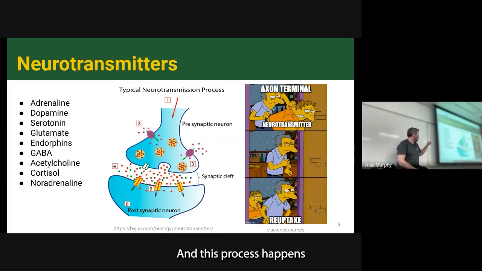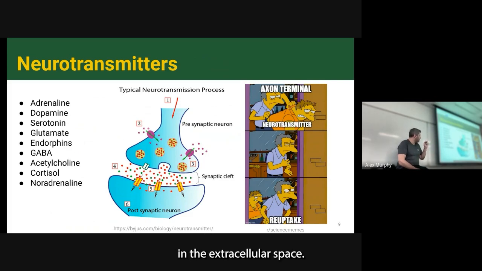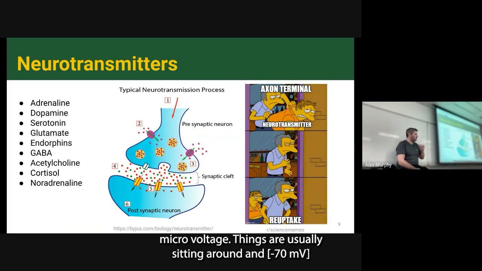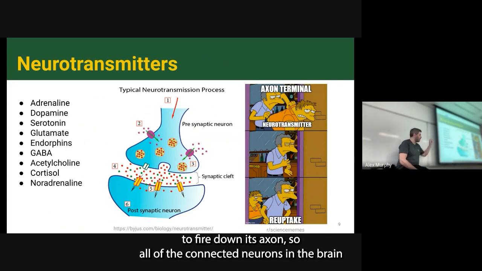And as this process happens, you allow the intake of various chemicals that change the potential between the inside of the neuron and what's going on around the neuron in the extracellular space. Things are usually sitting around at microvolts. But once you allow some positive or negative chemicals to come in, this will change that. And once you reach a specific depolarization threshold, this promotes the neuron to fire down its axon terminal. And all of the connected neurons in the brain flow like this.